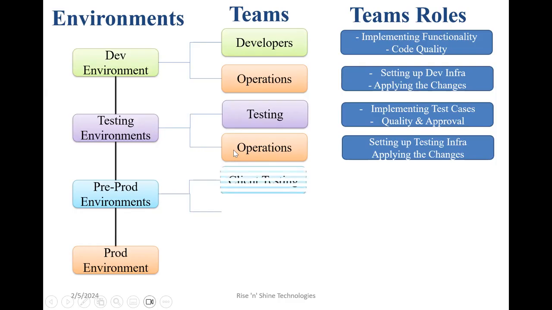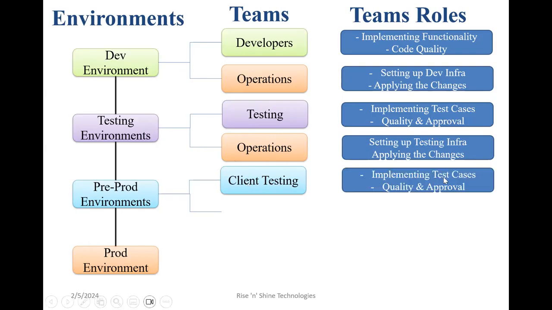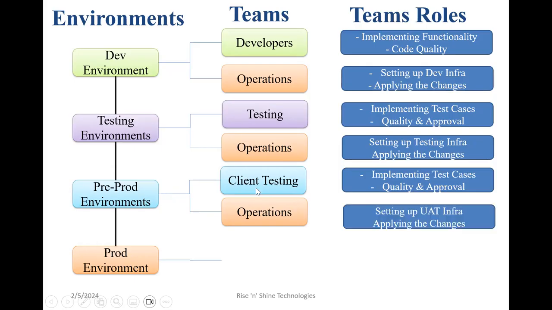Like pre-prod, that is where the client goes for client-side evaluations. His responsibility is evaluation and acceptance. But who will set up the infra? That is the operation engineers. Finally, the production environment. If the client accepts, it will be promoted to the live environment. That is what we call the production environment.